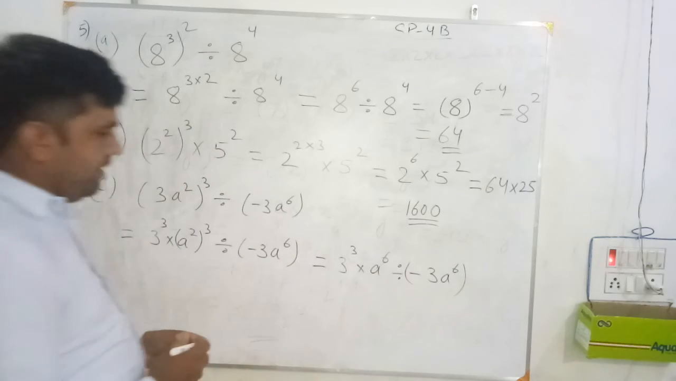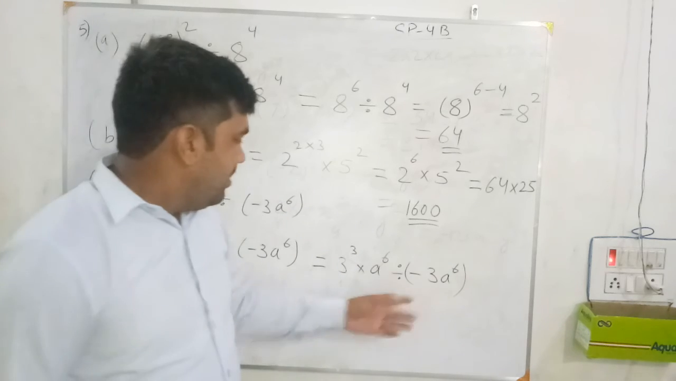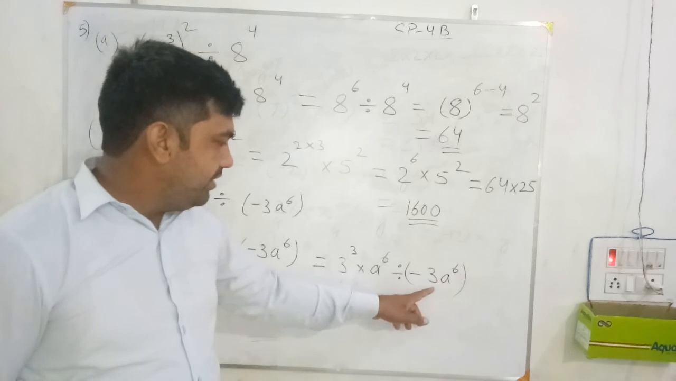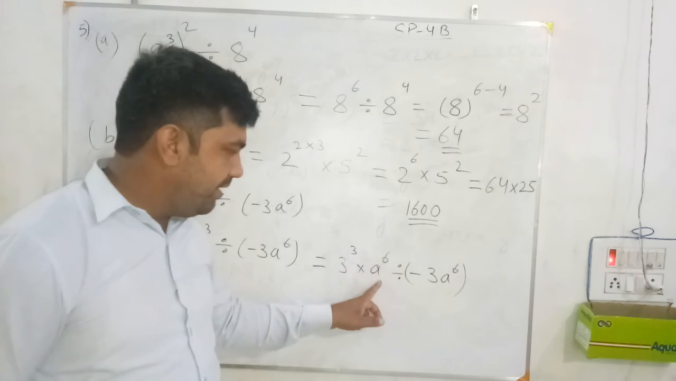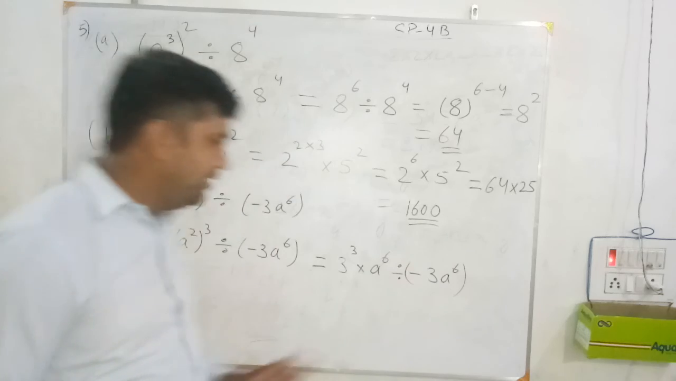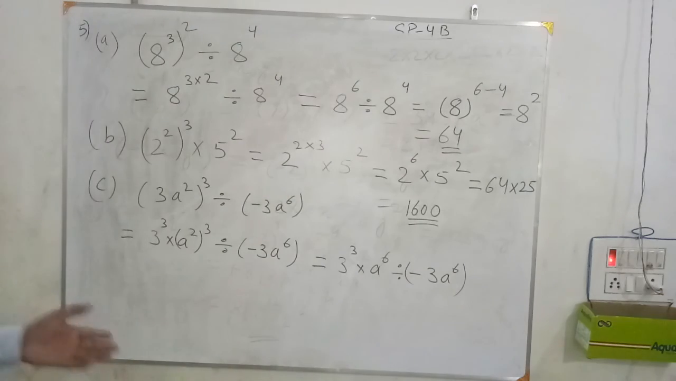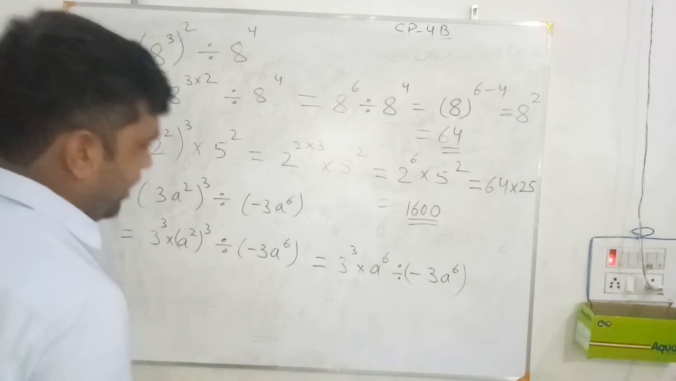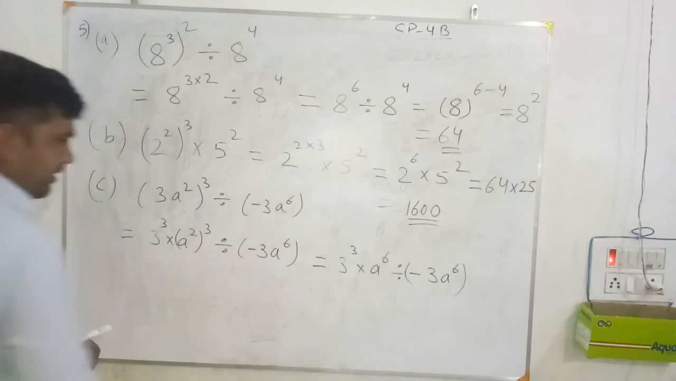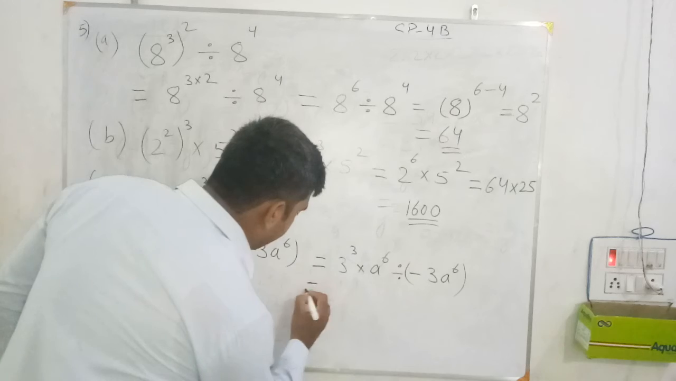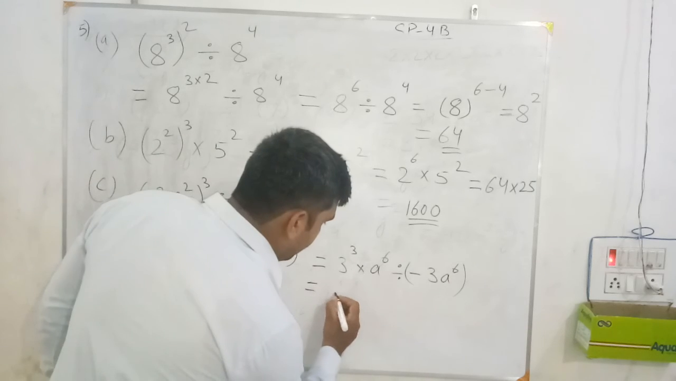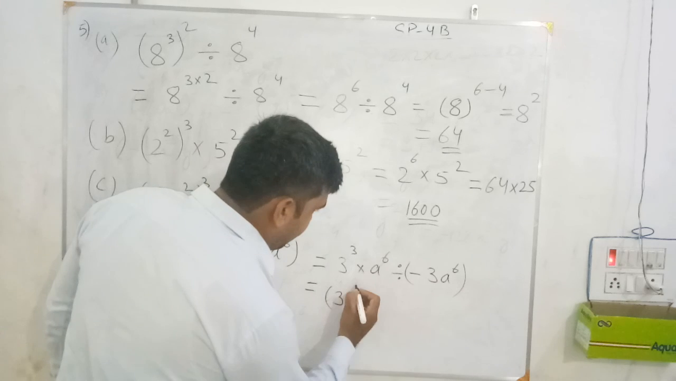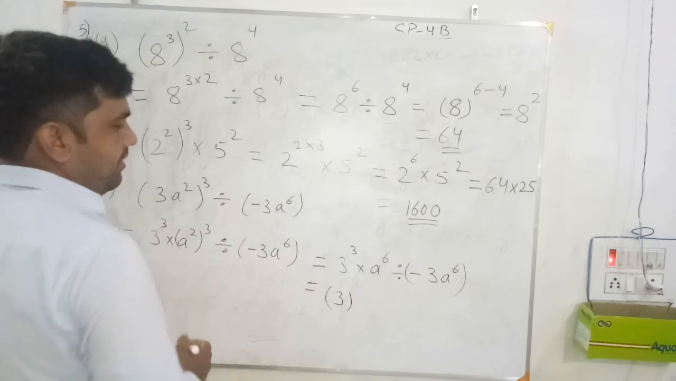Now here you can see the bases. Here base 3 and here is also base 3, here is the base a and here is also the base a, and both are divided with each other. So take the base common and subtract the power. That law we can use, the quotient law. Apply here the quotient law. So how can you write these things? 3 common base and the power should be subtracted.